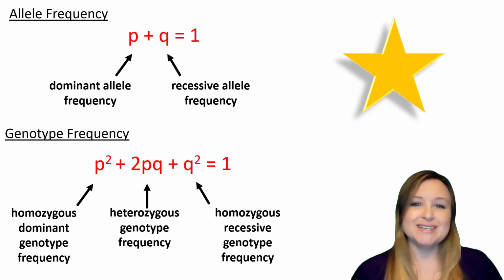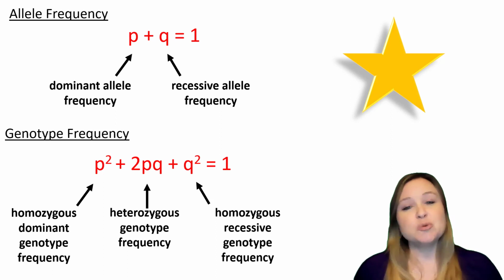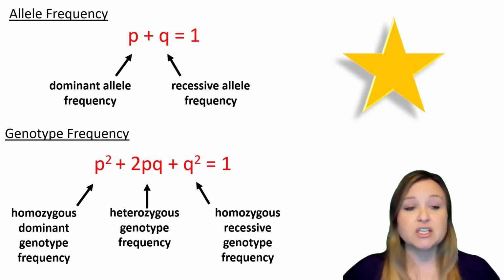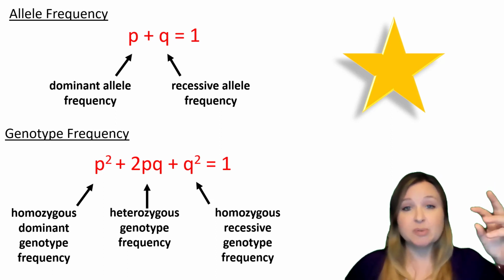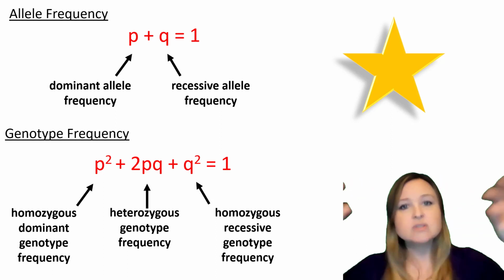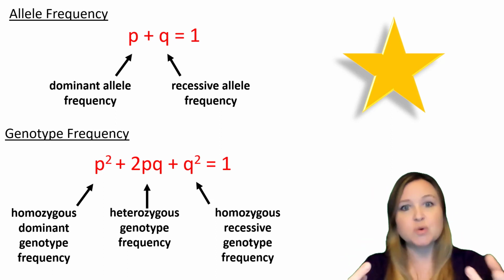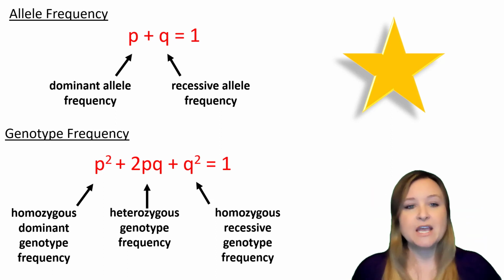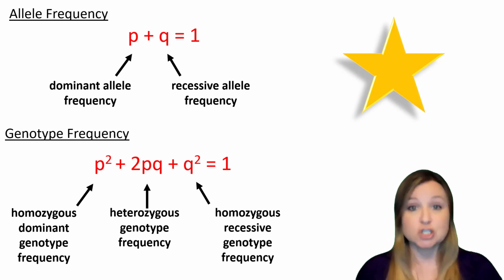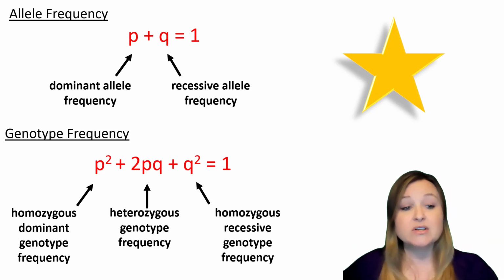The second equation we need to know is P squared plus 2PQ plus Q squared equals 1. In that case, we're talking about the genotype frequency. That is how the dominant allele P and the recessive allele Q, within a population, can come together to form an individual, to form a genotype. So we can have P squared, that's PP, two of the dominant alleles. So P squared is the homozygous dominant genotype frequency.